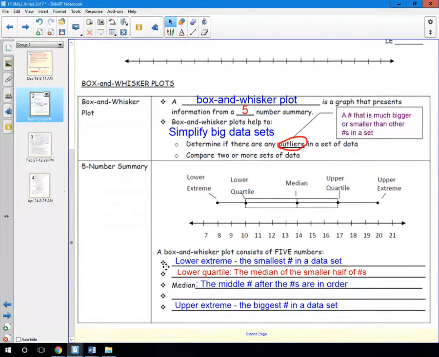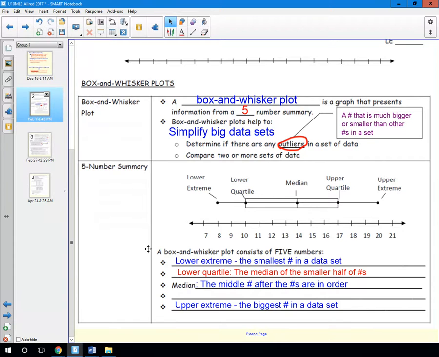So the lower quartile is the median of the smaller half of numbers. So if we put our numbers in order least to greatest, we find the middle number, then we go over to the left side and we find the median of that lower half. So that's the lower quartile.